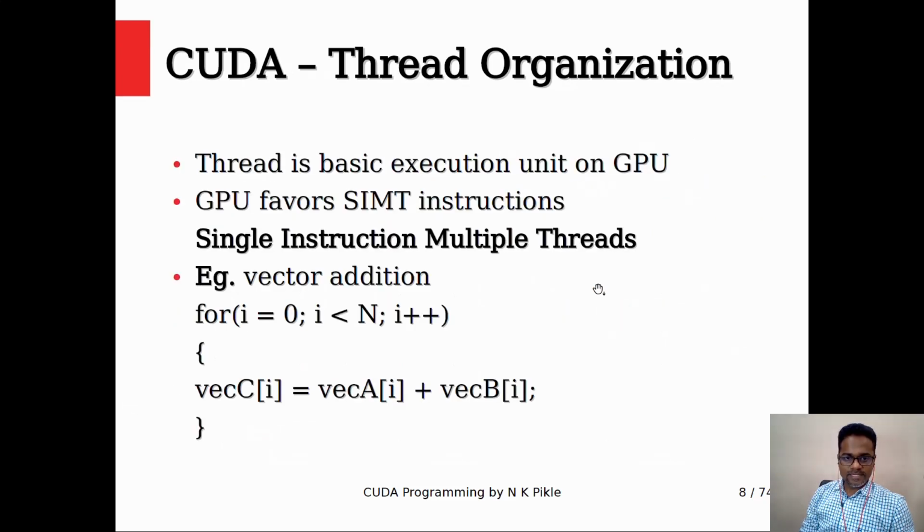And we know what vector addition is. We are going to declare arrays of size n, a and b, let's say, and we'll perform corresponding element addition of a and b, and that addition will be stored into the vector c. So this is a simple for loop. Now our job is to parallelize this particular loop by creating multiple threads on the GPU.